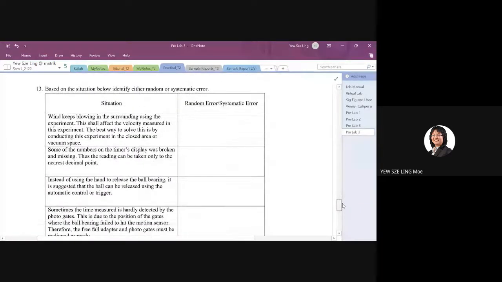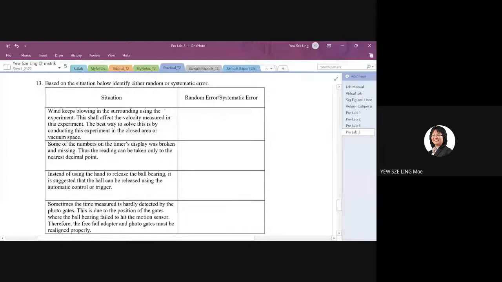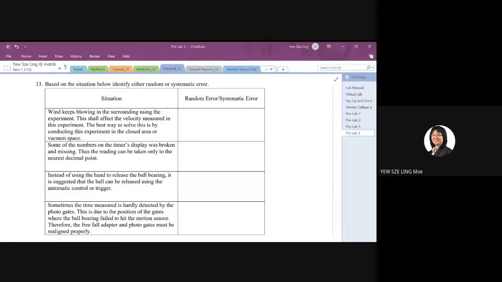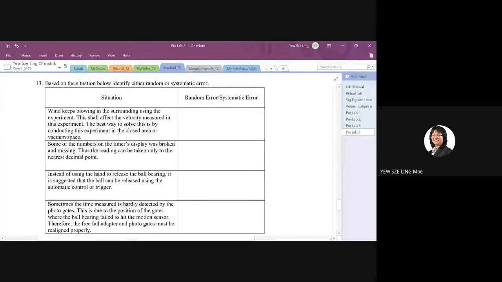Okay, so based on the situations below, identify whether it is a random error or a systematic error. Wind keeps blowing in the surroundings of the experiment. This affects the velocity measured in the experiment. The best way to solve it is by conducting the experiment in a closed area or a vacuum space.